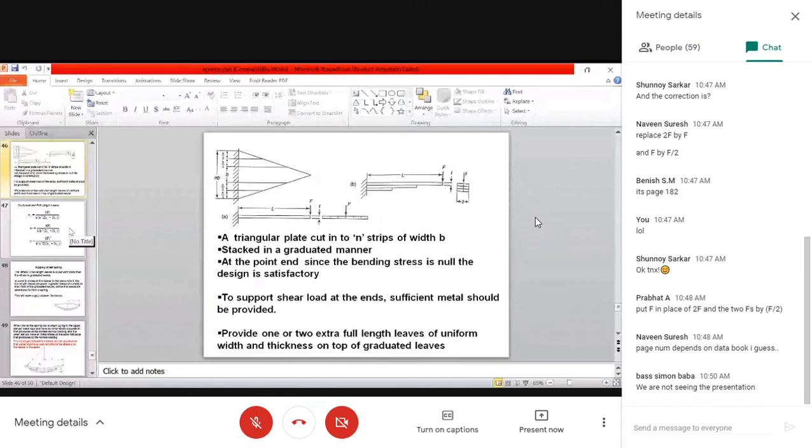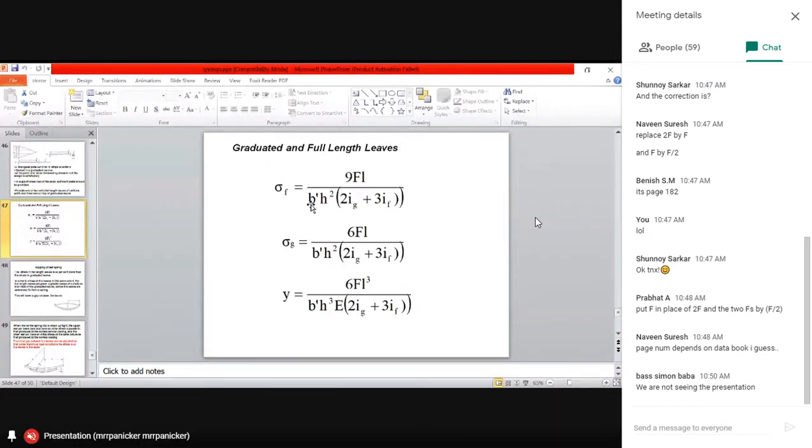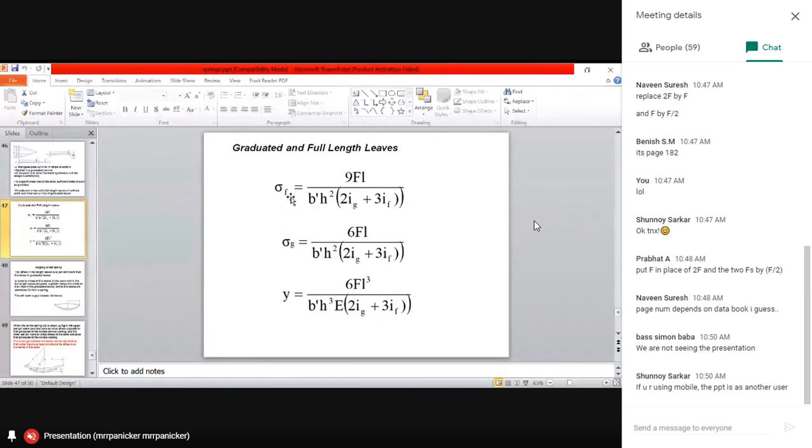Keeping the load and diagram in mind, note down that the central load is F, 2L is the span, the total length, and b dash is the width. This equation is given in the data book, page 182. The derivation is given in the text.